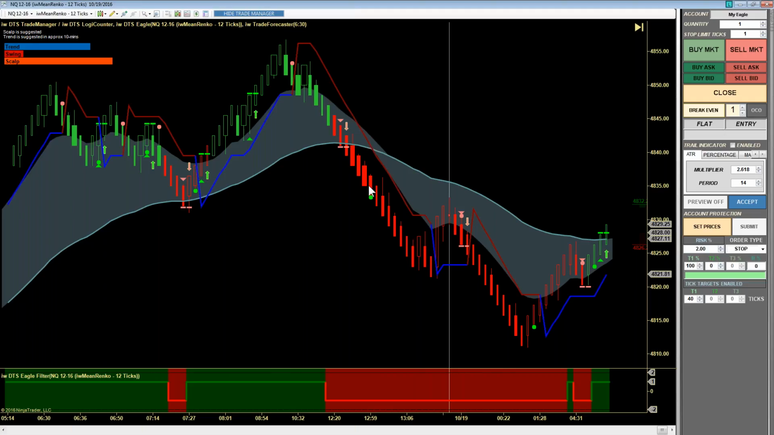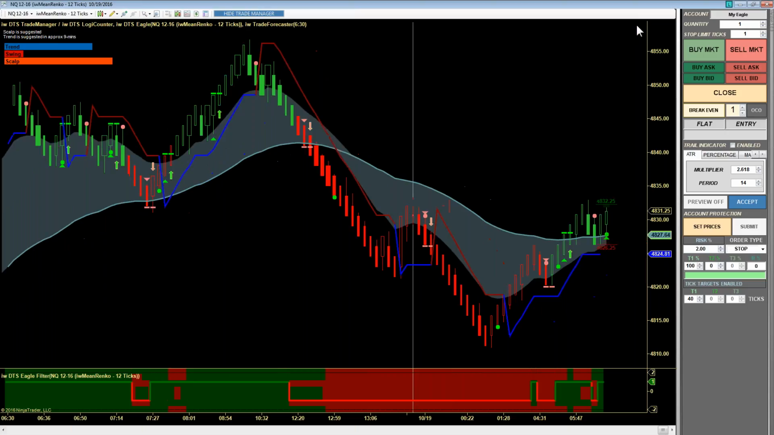And so here we are. The market left off around the 48.25, 26 area, and that's pretty much where we opened up again this morning.